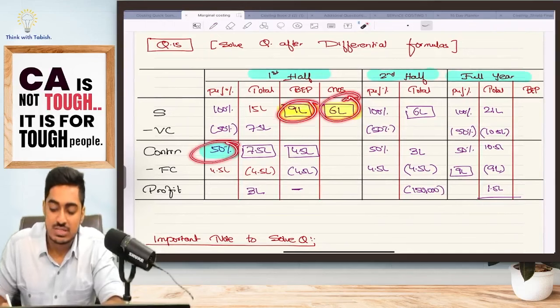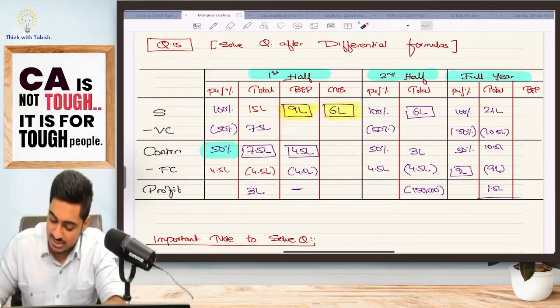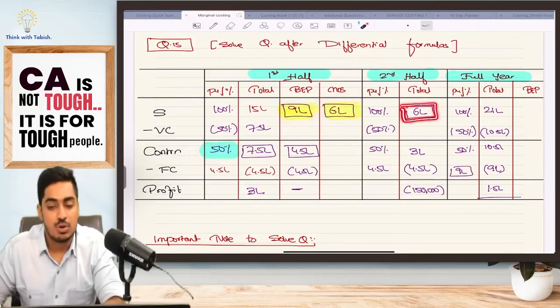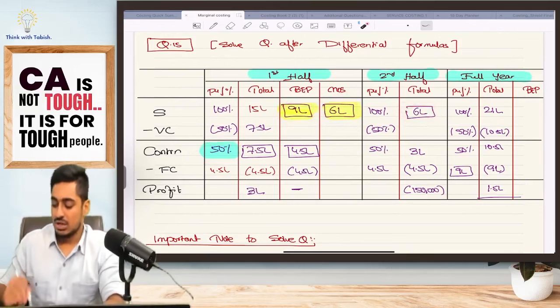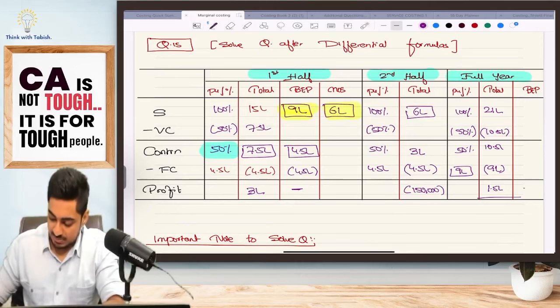Expected sale volume for the second half of the year, assuming that all the things will remain the same. Second half of the year, sale volume is going to be 6 lakh rupees. Then the question is asking, calculate break-even point and margin of safety for the whole year. Whole year full data I have done. Now BEP, let me calculate.